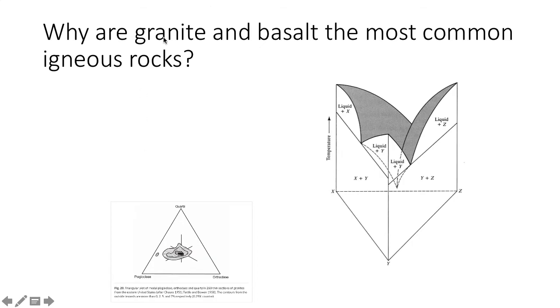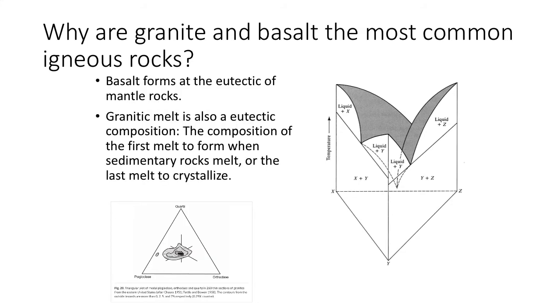That's why these are so common, granites and basalts. Basalt is the eutectic composition of mantle melt. Granite is the eutectic composition of crust. Okay, so there's another way to think about this.